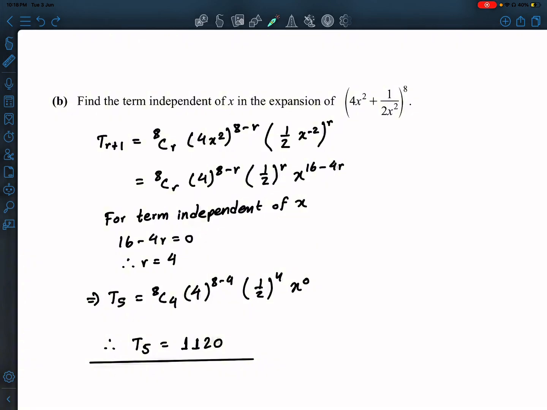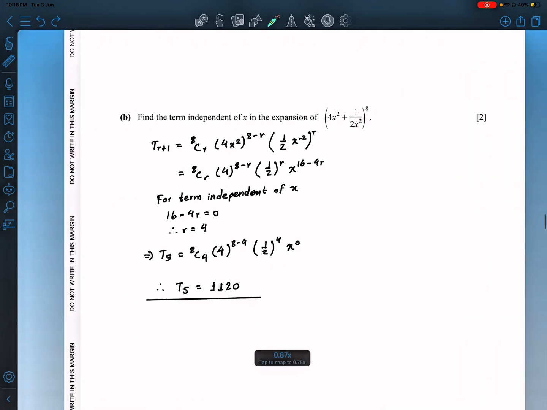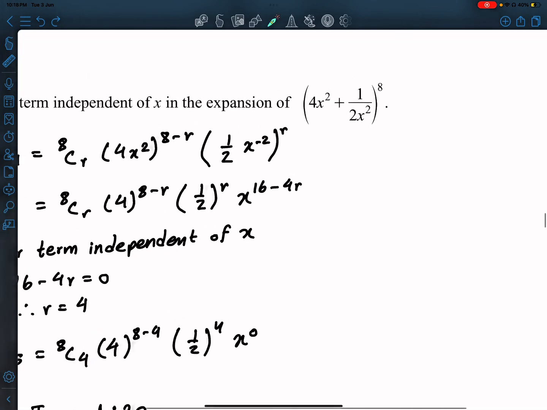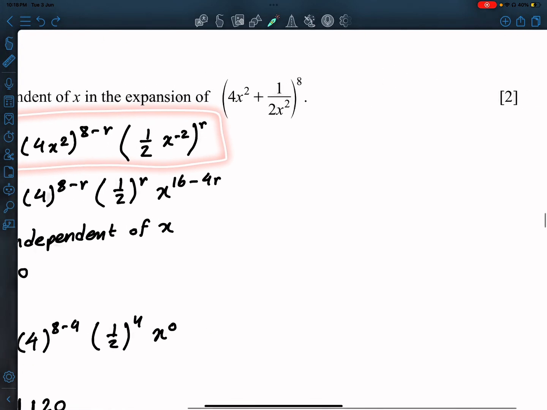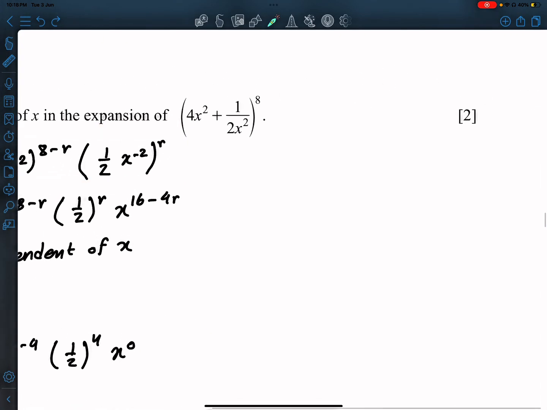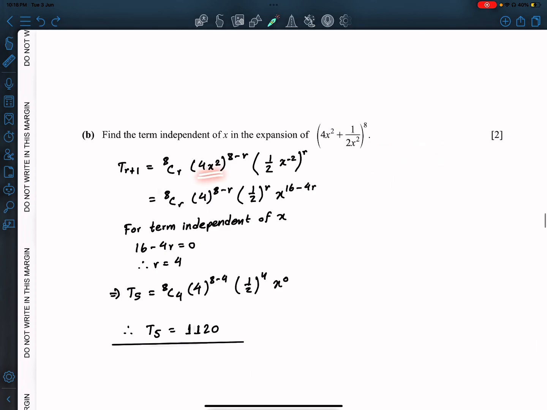So the general term is 8Cr, (4x squared) to the 8 minus r, times (1/2 x to the minus 2) to the r. I took x to the minus 2 by simply moving the x squared to the numerator, because that would make our workings much easier. How did this entire thing come from? This came from the general term of the binomial theorem, which is n choose r, a to the n minus r, b to the r, where a here is 4x squared and b is 1/2 x to the minus 2.